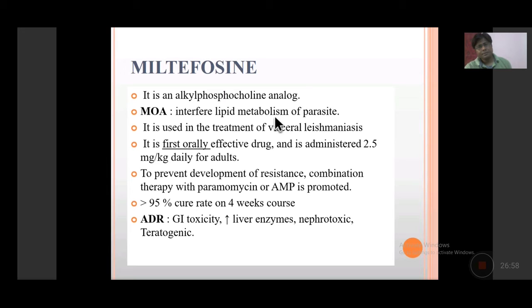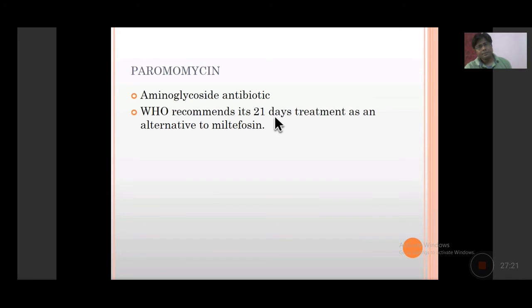To prevent development of resistance, combination therapy with paromomycin or amphotericin is promoted. The ADRs are GI toxicity, liver toxicity, nephrotoxicity, and it is also teratogenic. The names you need to remember are the drugs which can be used in treatment of leishmaniasis, all these names, including miltefosine.